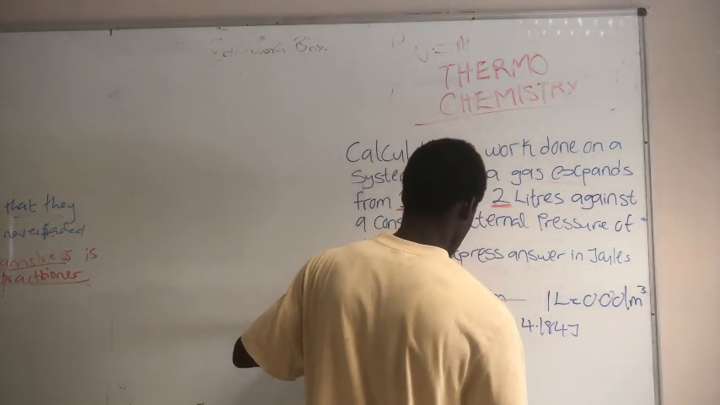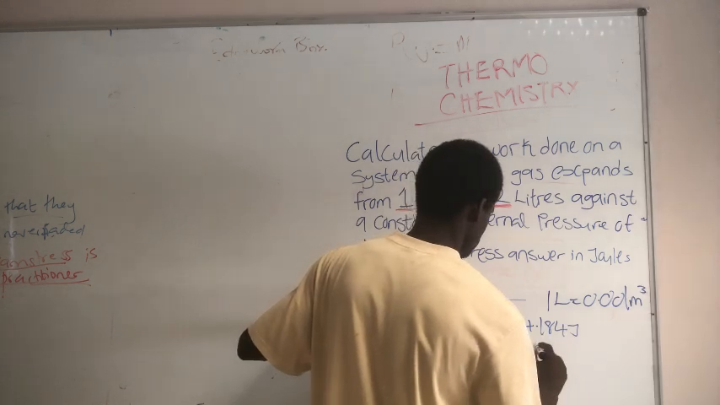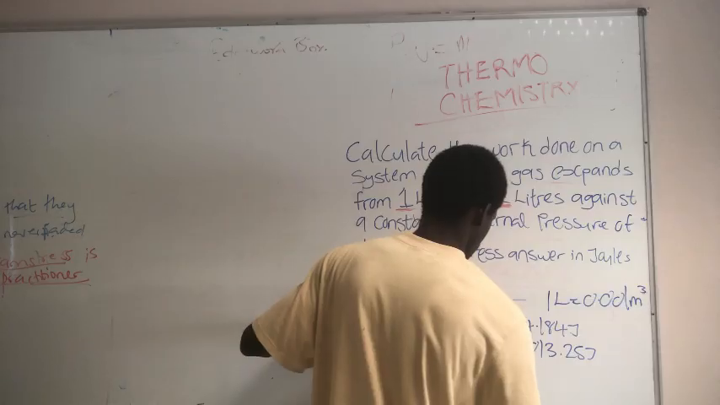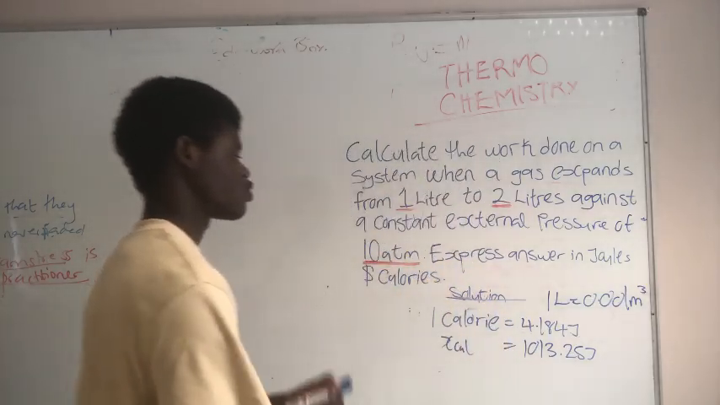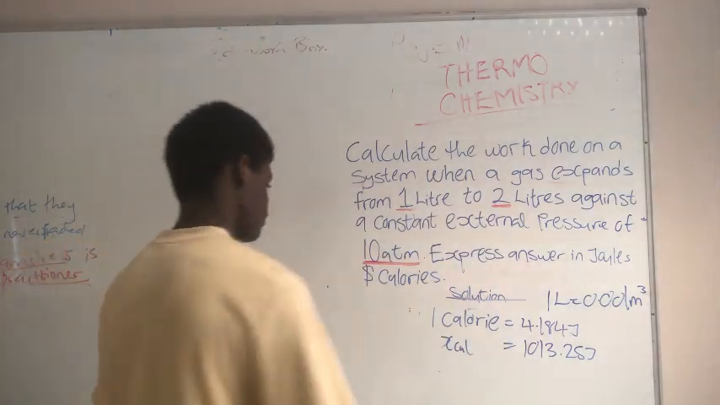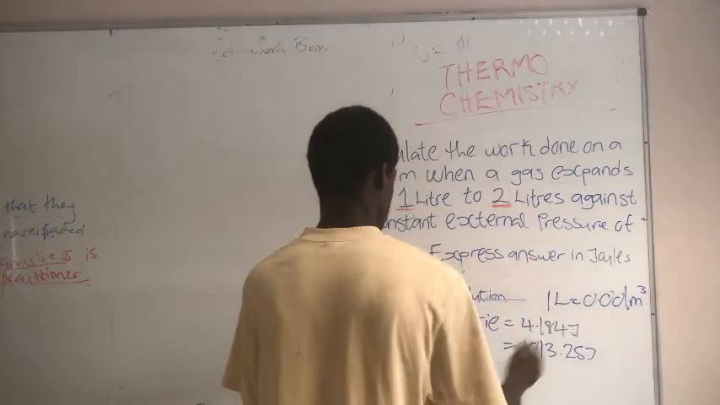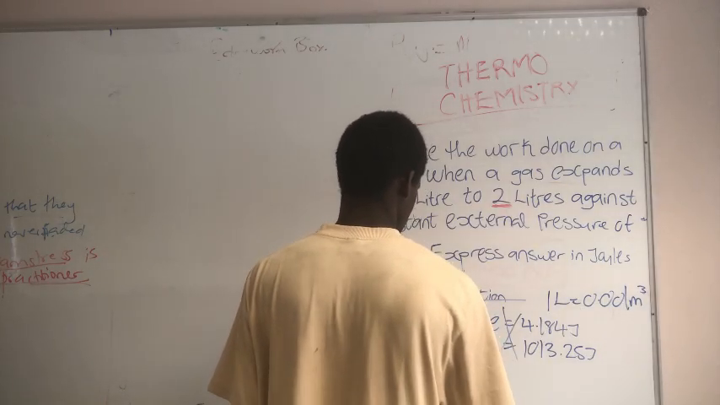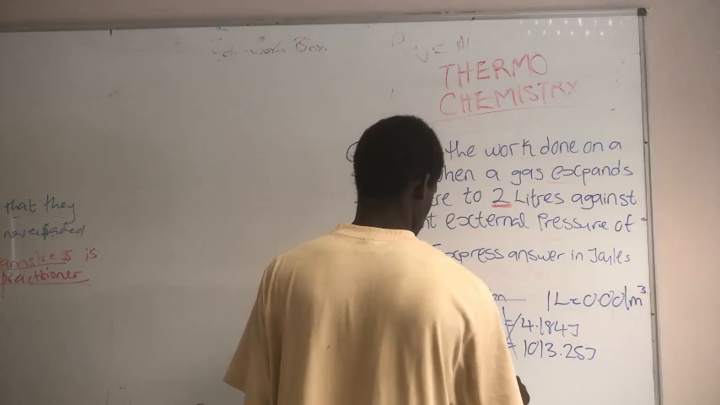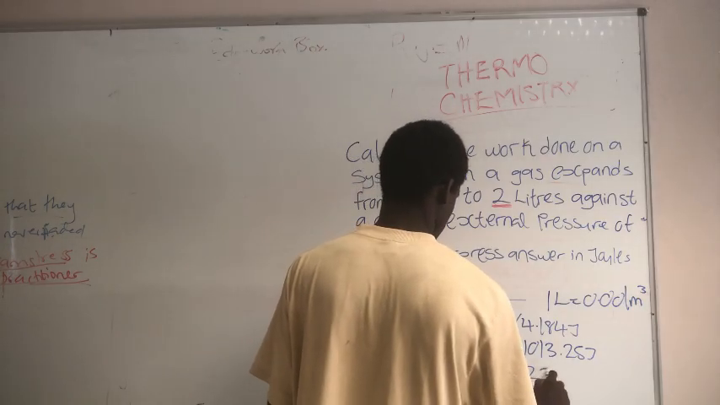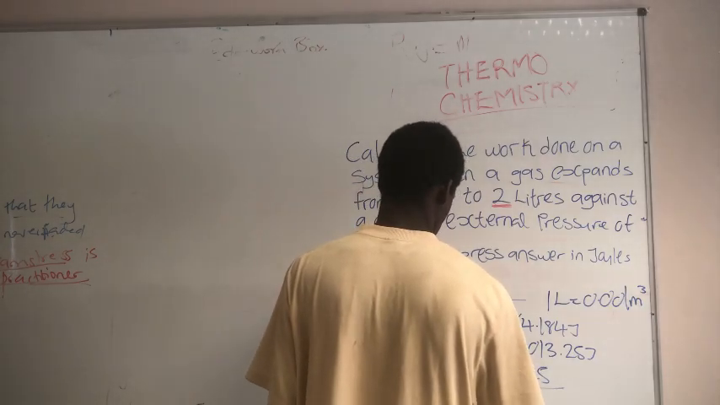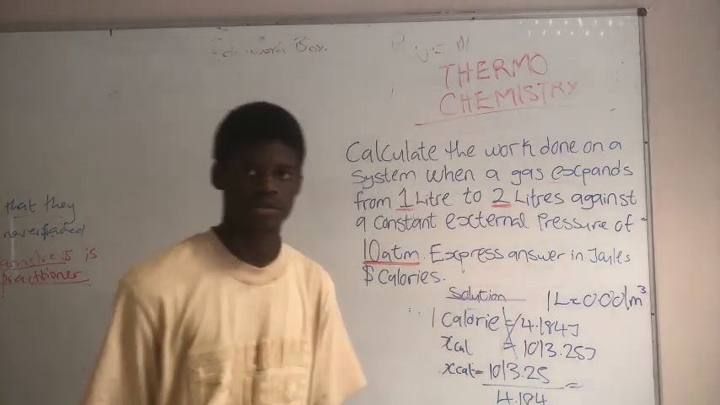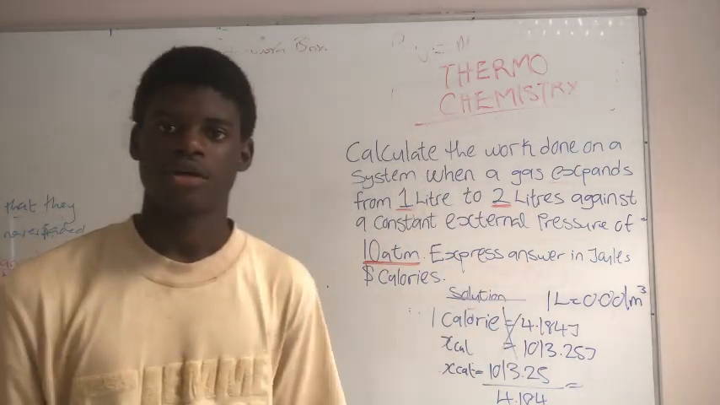X calorie. How many calories now? 1013.25 joule. So what you just do is you cross multiply. Then this X calorie, you just cross multiply like this. So X calorie will be 1013.25 over 4.184. And you solve this and you get your answer.